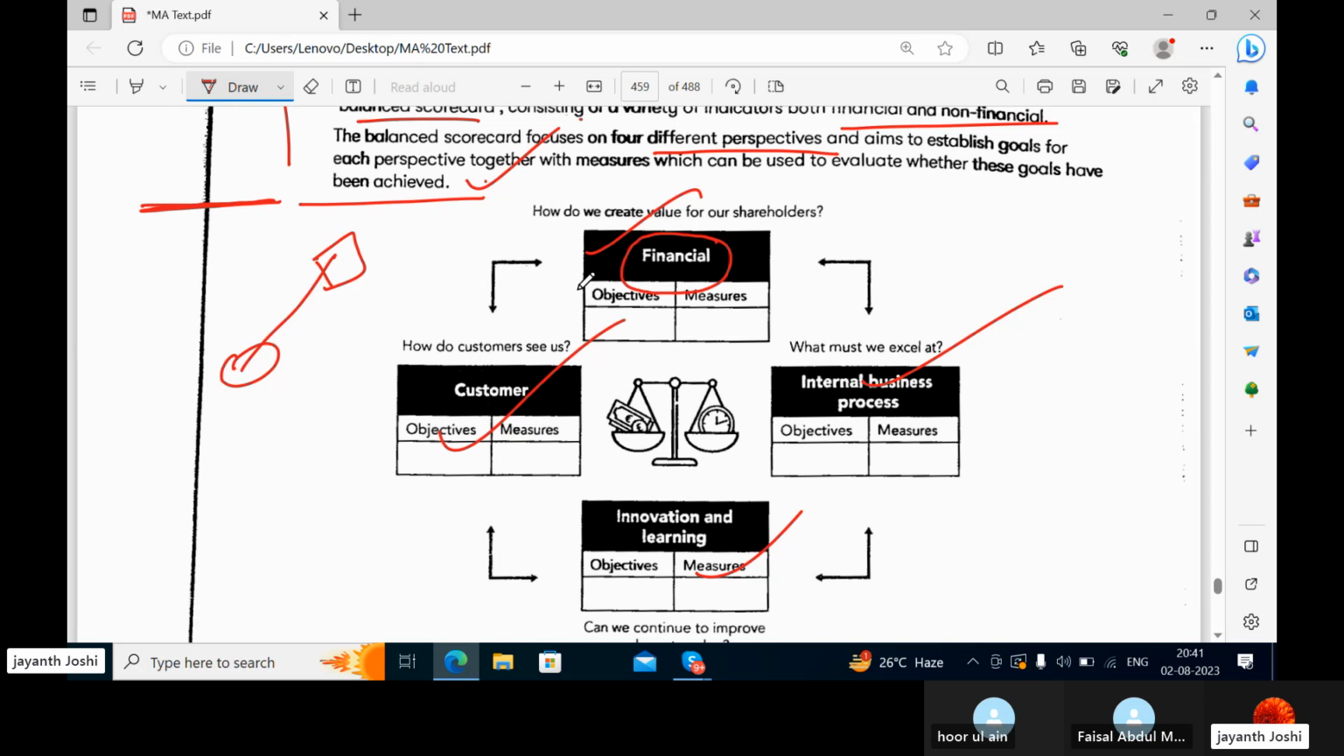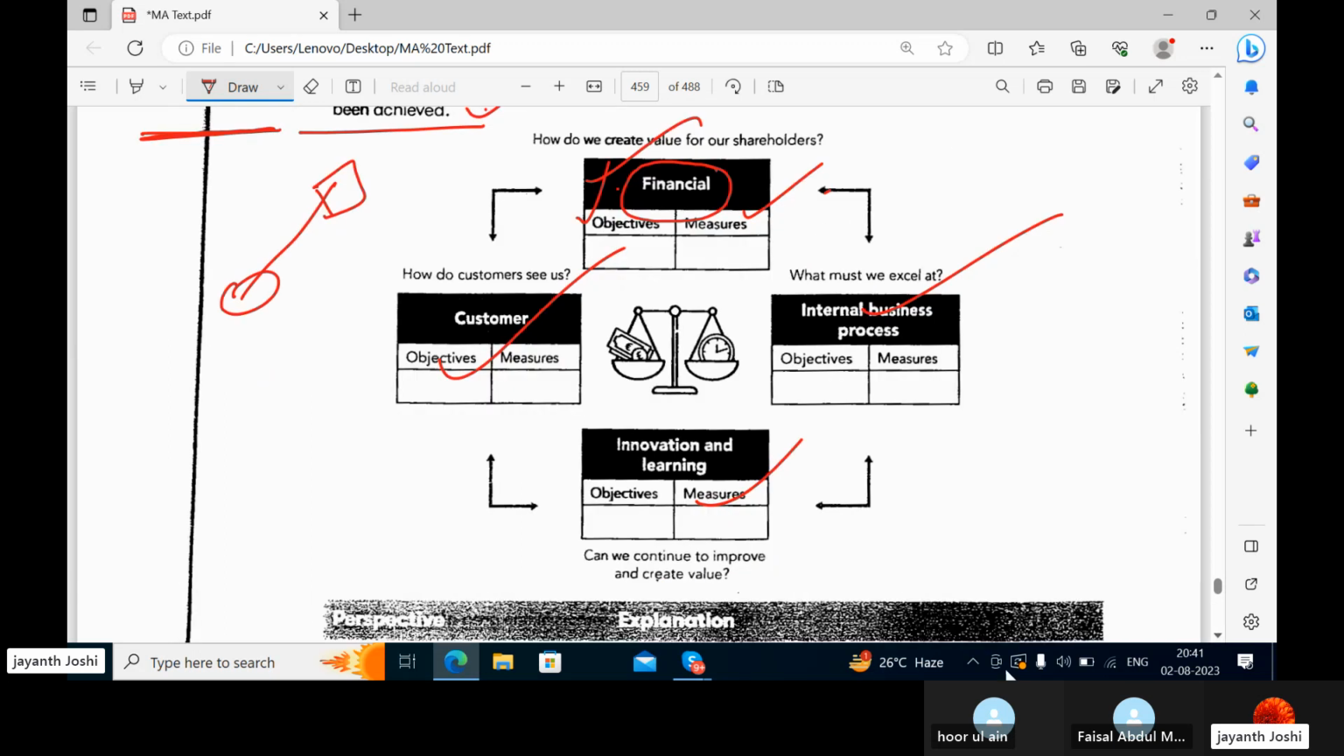We may have some objectives, which we are going to look at in detail, and some measures we have to take. How do we create value for our shareholders? We will set some targets, some objectives, and we will take some measures for that. How must we excel at internal business processes? Internally, businesses always make plans or strategies to excel.